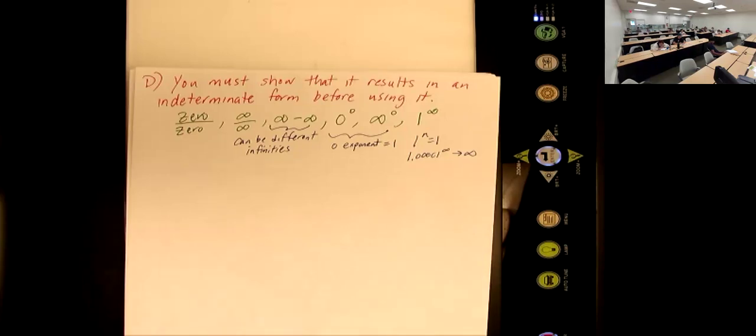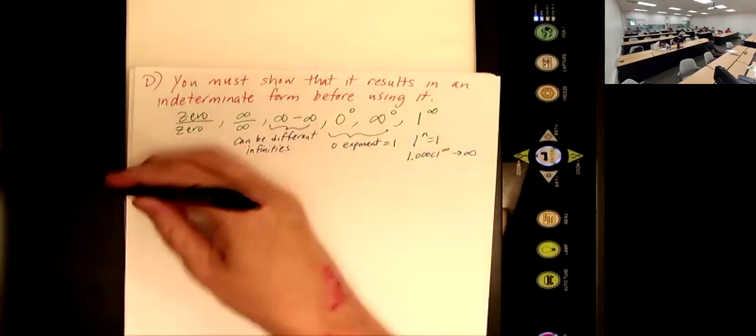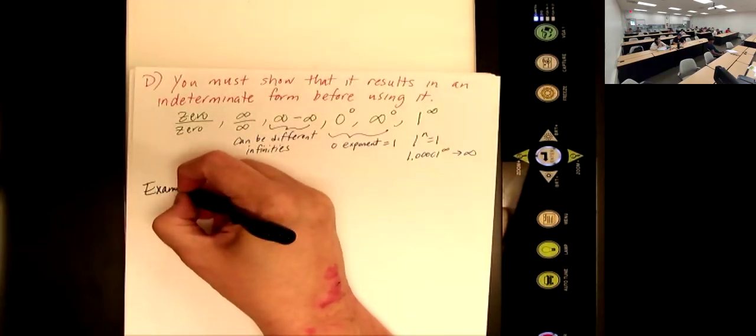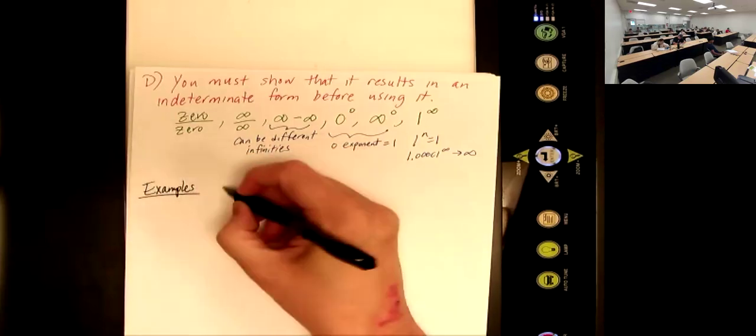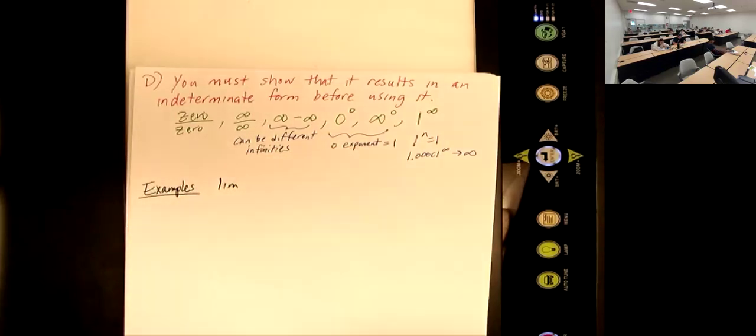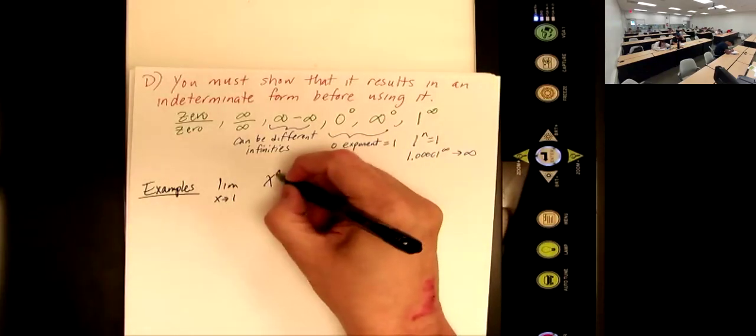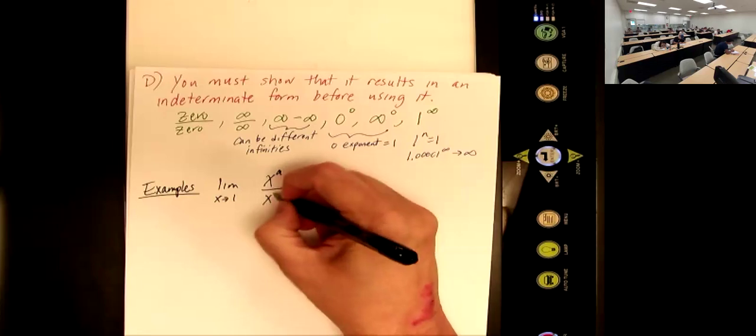Example number 1. The limit as x approaches 1 of x to the a minus 1 over x to the b minus 1.